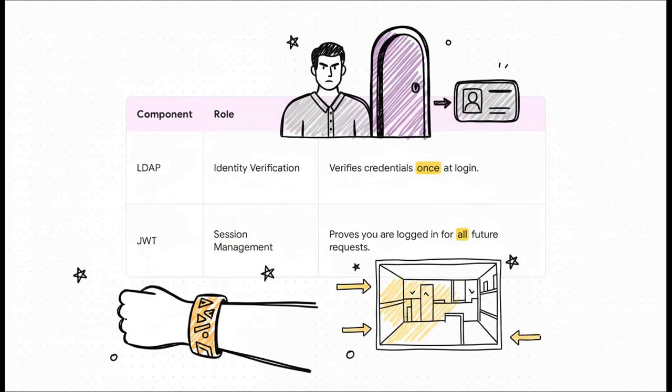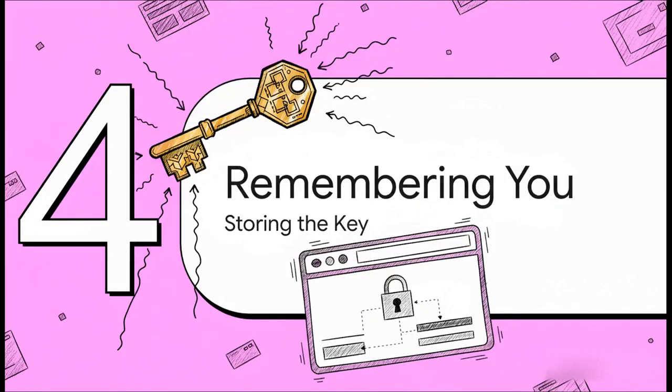This really puts the two roles in perfect contrast, right? Think of LDAP as the bouncer at the club's front door. They check your ID one time. The JWT, on the other hand, is the wristband they give you, which lets you move around freely inside for the rest of the night. One is for entry, the other is for ongoing access. Okay, so the backend made the JWT and sent it over.